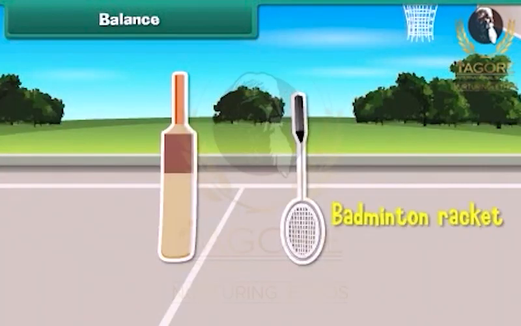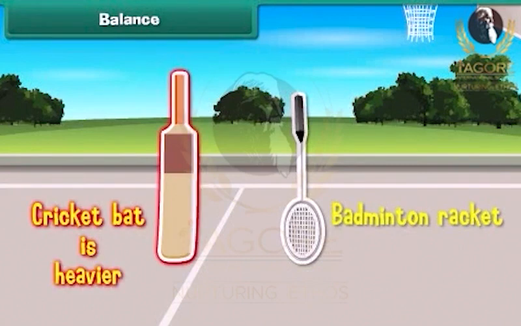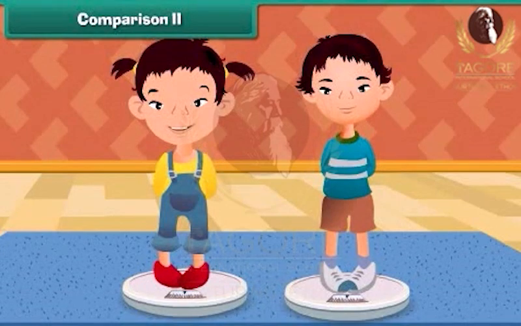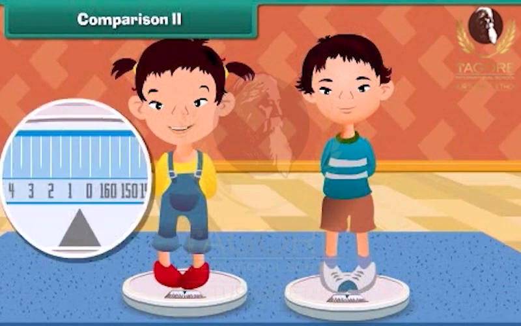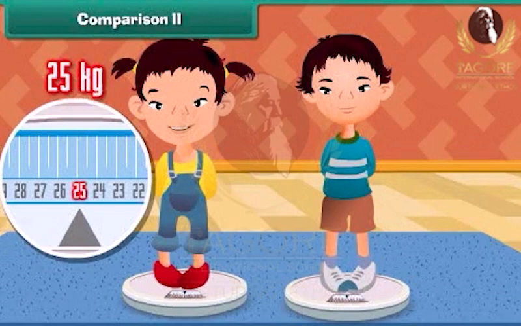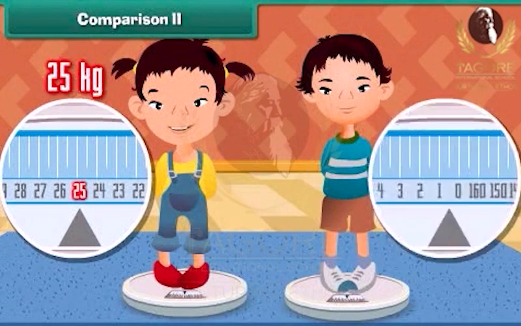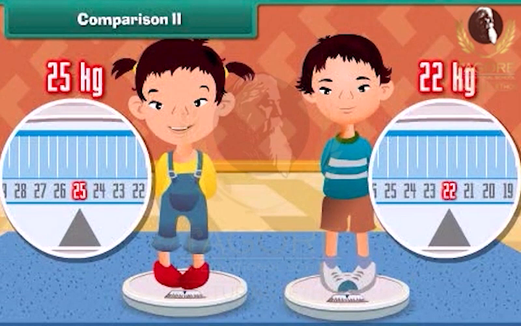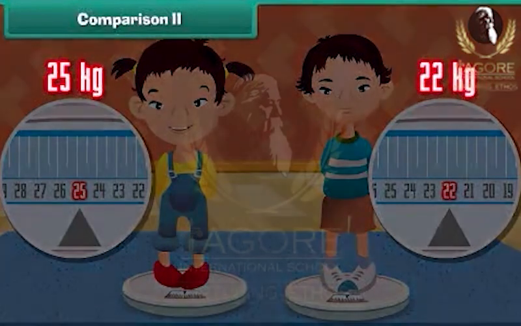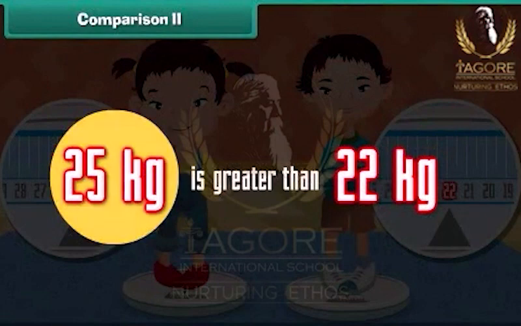Which is heavier, a badminton racket or cricket bat? Yes, a cricket bat is heavier than a badminton racket. 2 children measure their weight. The weight of first child is 25 kilograms and the weight of the second child is 22 kilograms. It is right to say that the weight of first child is greater than the second one.